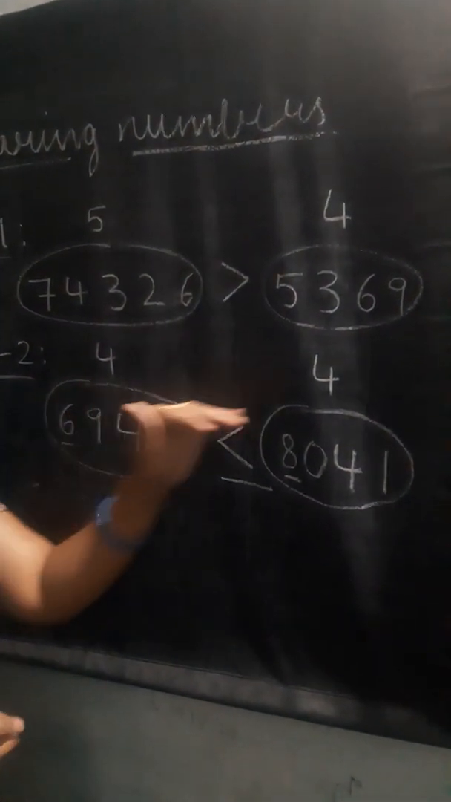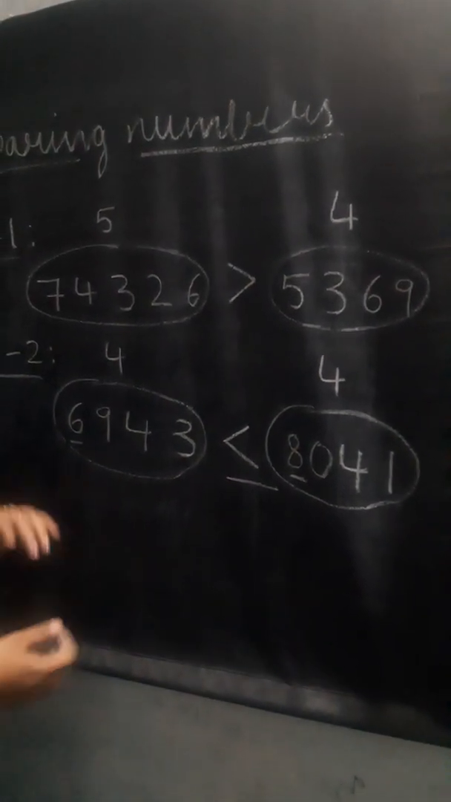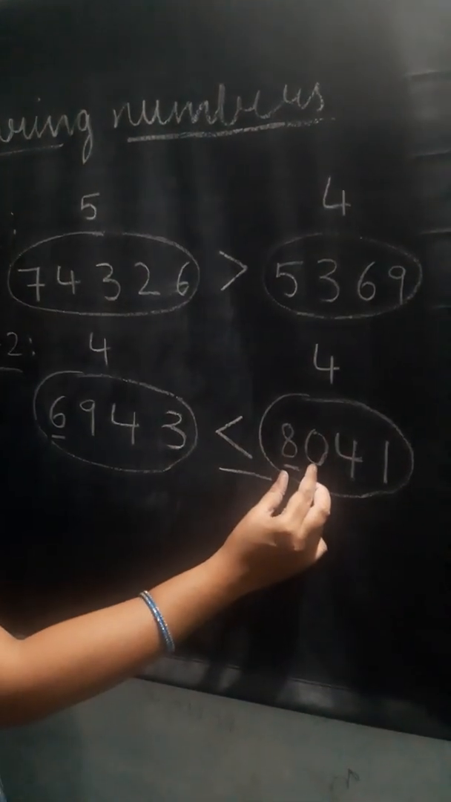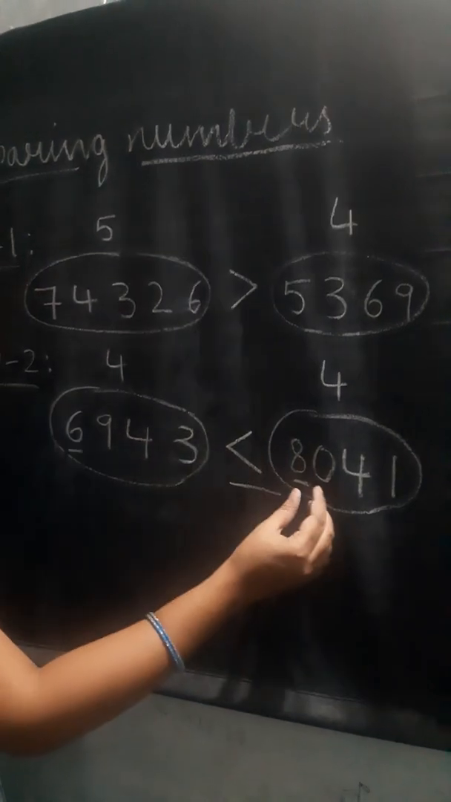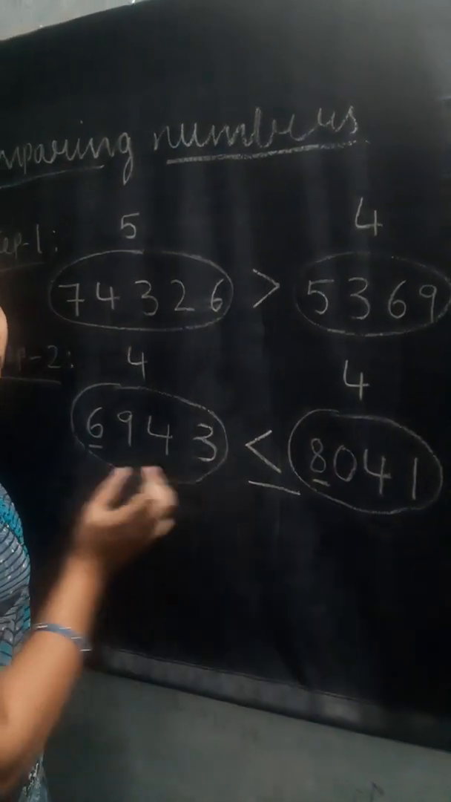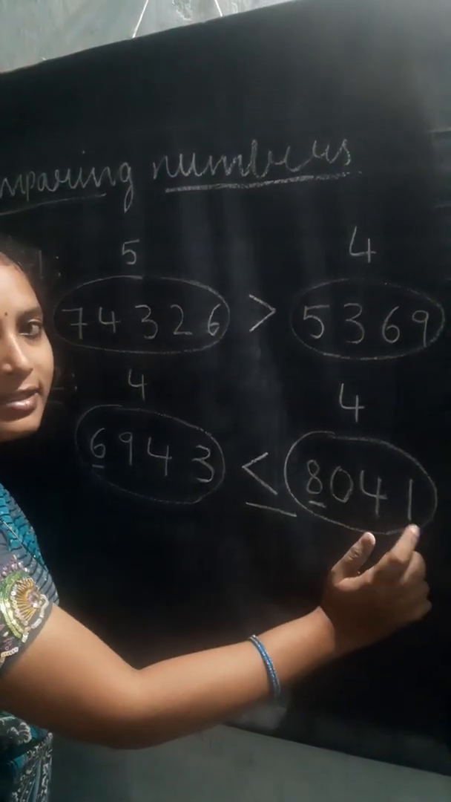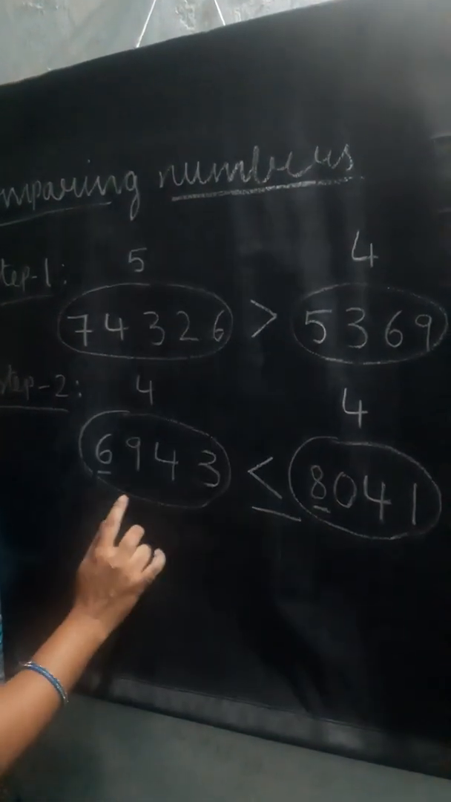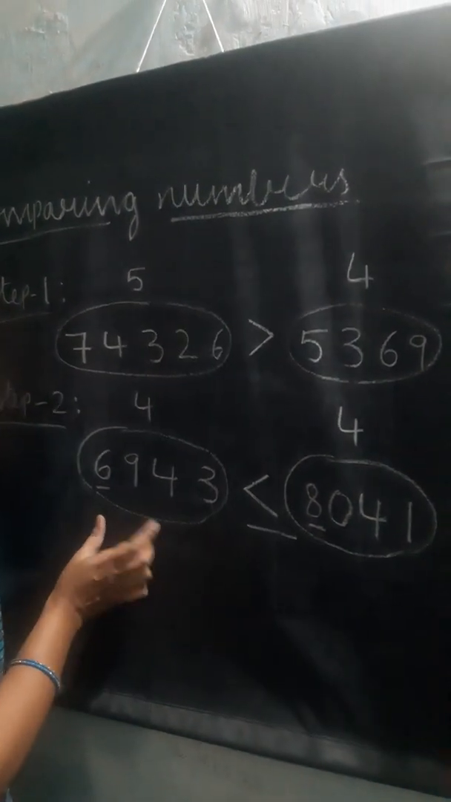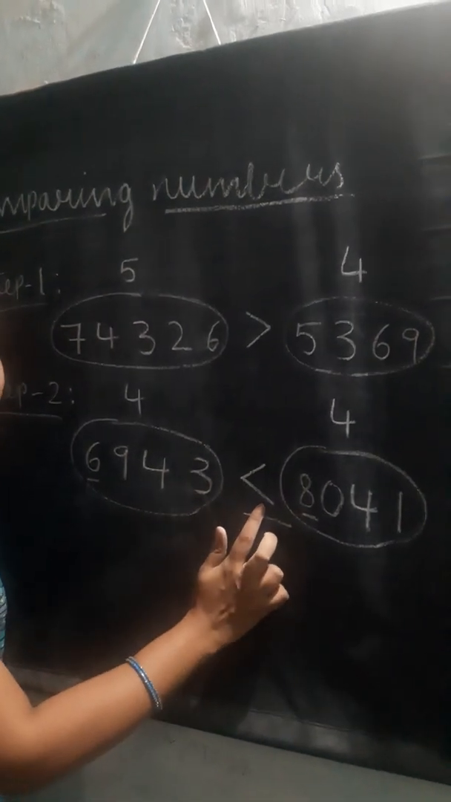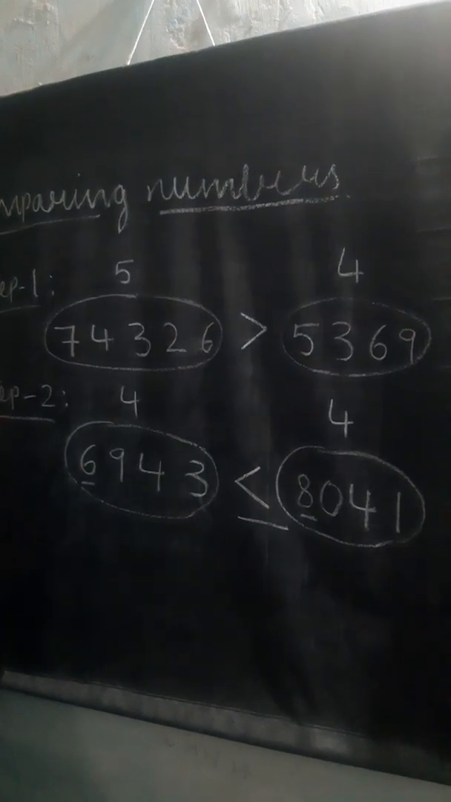If the number of digits are the same, how are we going to compare the numbers? You have to compare the first digit of the numbers. Here the first digit is 6 and here the first digit is 8. 6 is greater or 8 is greater? 8 is greater. So 8,041 is the greater number. And which symbol you have to put here? 6,943 is less than 8,041, right?